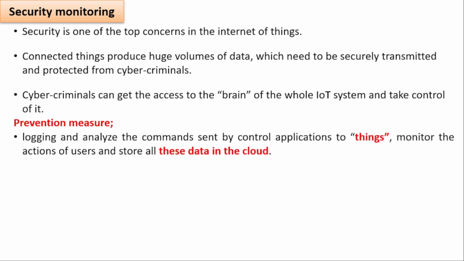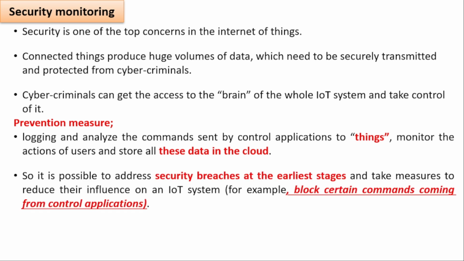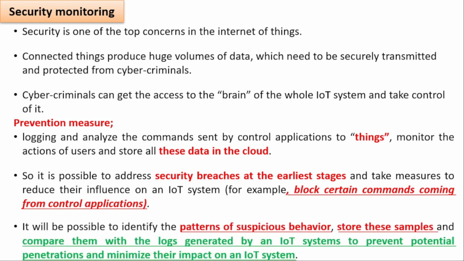This includes logging and analyzing commands relayed from control applications to the connected devices. By scrutinizing user actions and storing this information securely in the cloud, potential security breaches can be identified at their nascent stages. This enables the implementation of measures to mitigate their impact, such as the restriction of specific commands emanating from control applications. Moreover, the identification of suspicious behavioral patterns is achievable through the collection and comparison of samples stored in the logs generated by IoT systems. This approach aids in the early prevention of potential breaches and serves to minimize their repercussions on the IoT infrastructure.